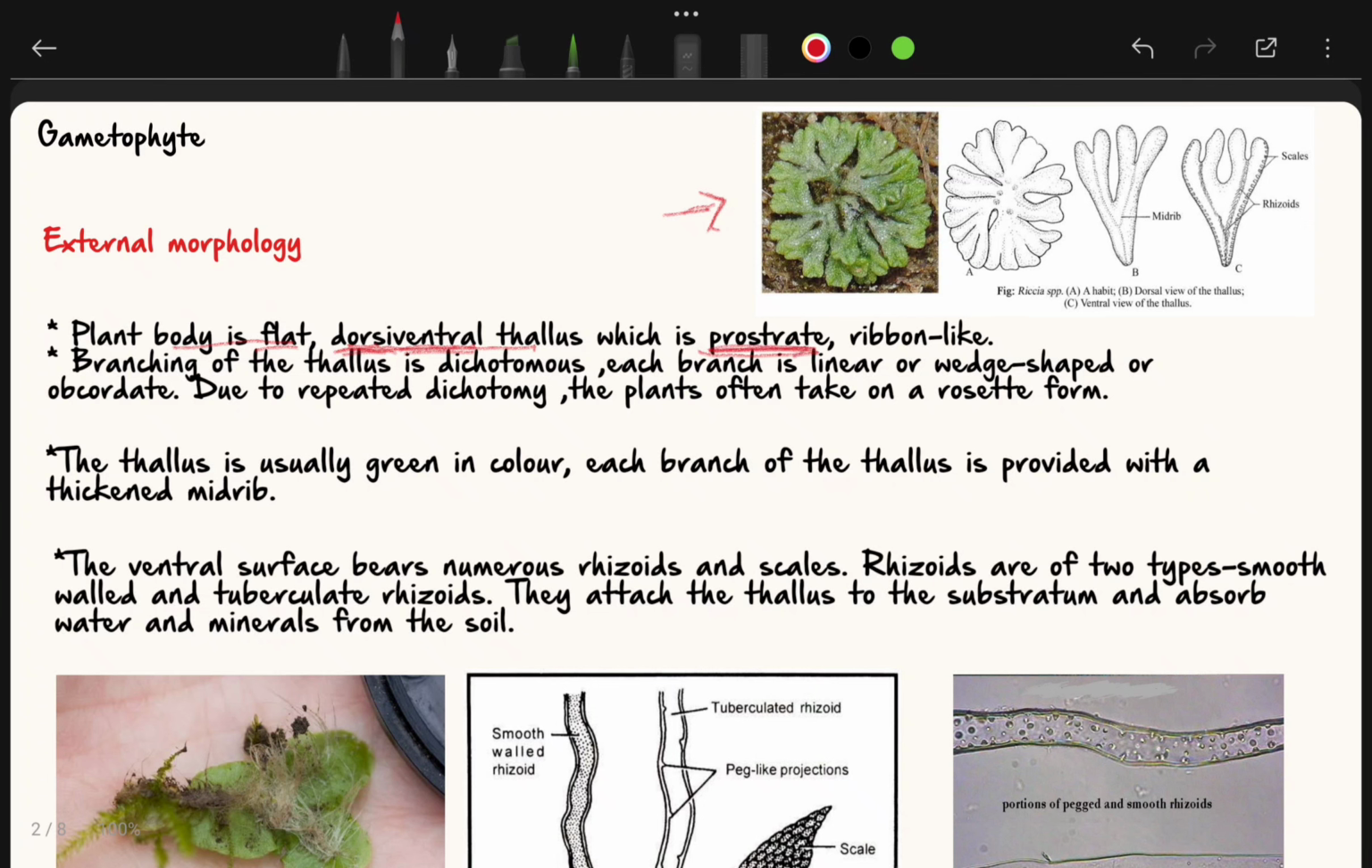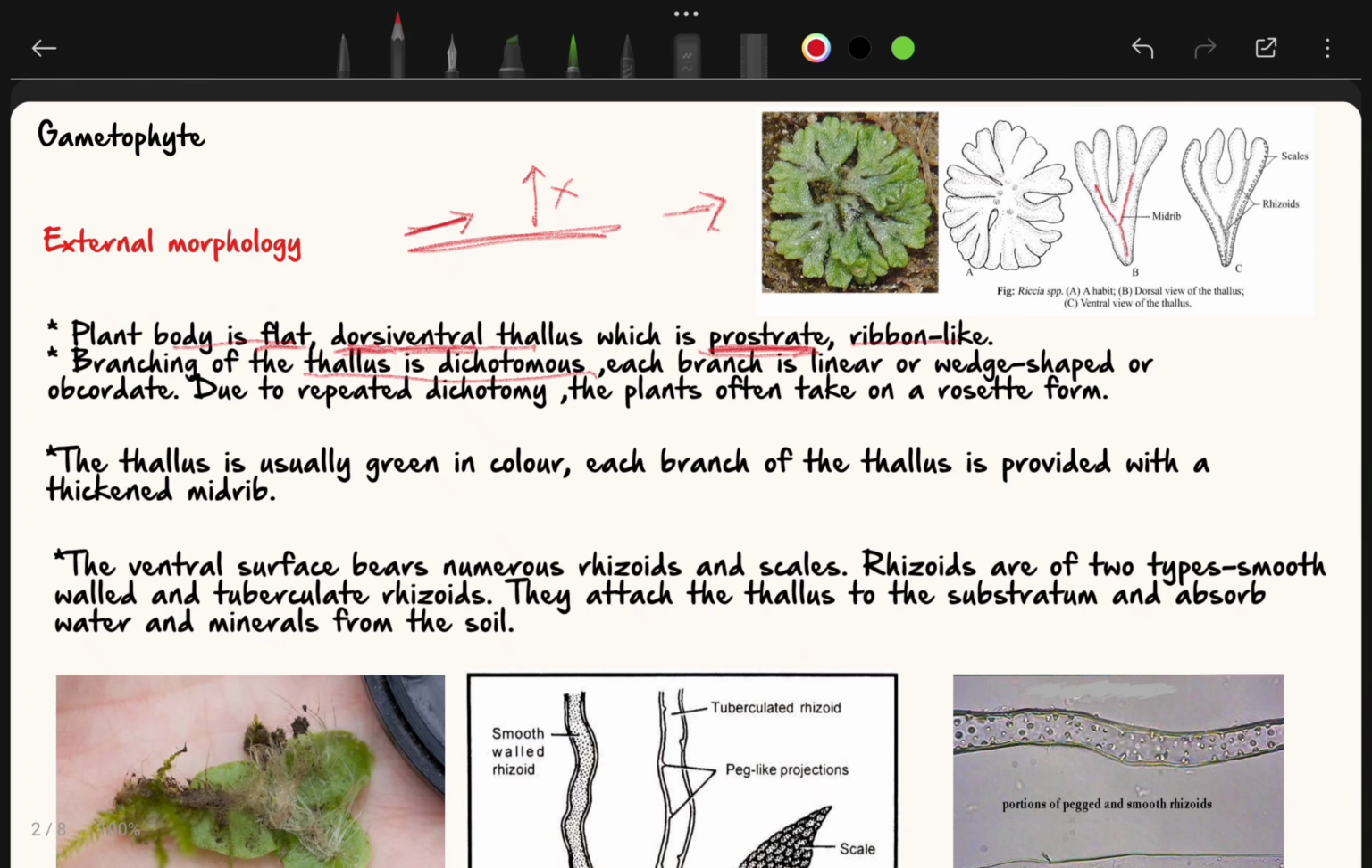The plant body is flat and prostrate. Prostrate means that the plant will not grow upright. So if this is the ground, the plant will not grow upright; it will grow in this manner. It is also a ribbon-like structure. Branching of the thallus is dichotomous. So in Riccia you will find dichotomous branching, and this is an example of dichotomous branching.